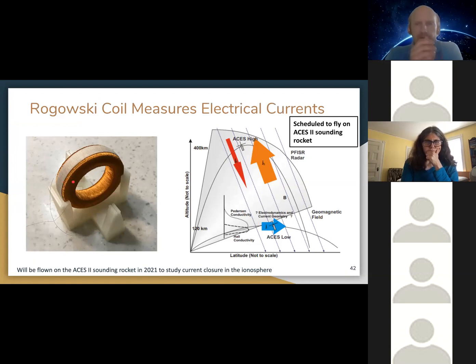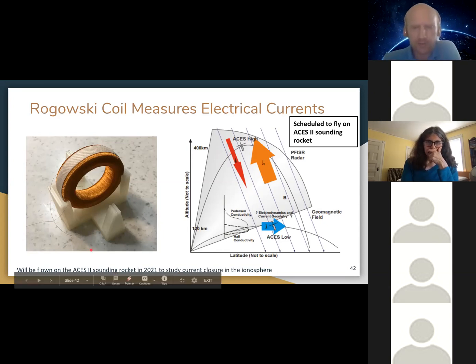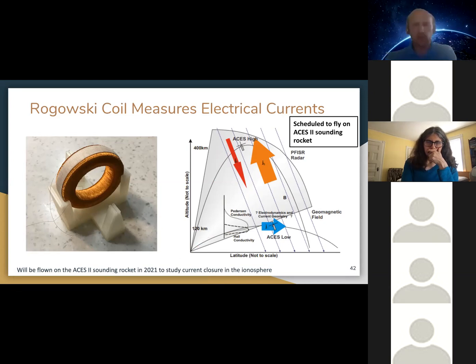This instrument is scheduled to fly on the ACES-2 sounding rocket. And ACES-2 is trying to study current closure. It has two rockets, one for the current closure region to look at perpendicular currents, and one high above that region to see what the electromagnetic inputs are to the current closure and field-aligned currents.